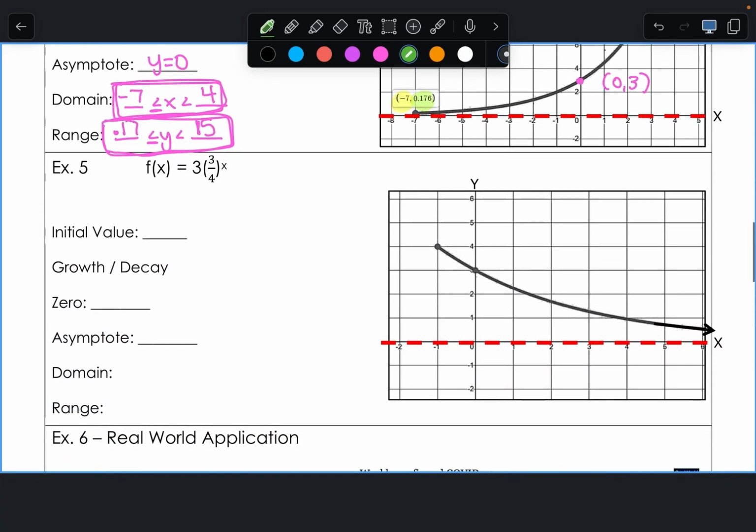Number 5. What's your initial value? 3. Growth or decay? What is your 0? And your asymptote? All right. What is the point, the top point? -1, 4. -1, 4.